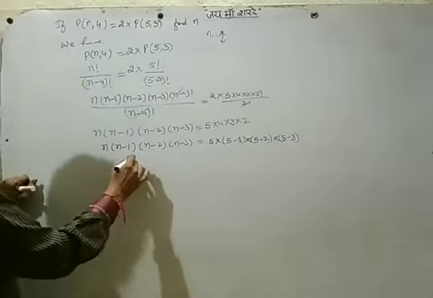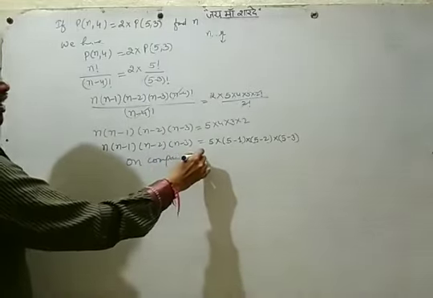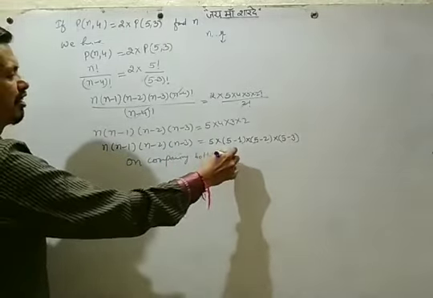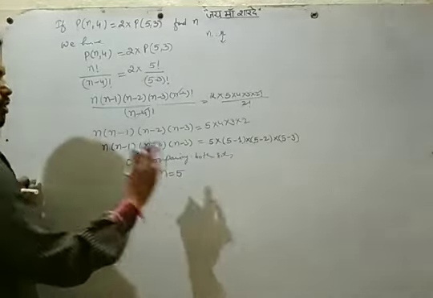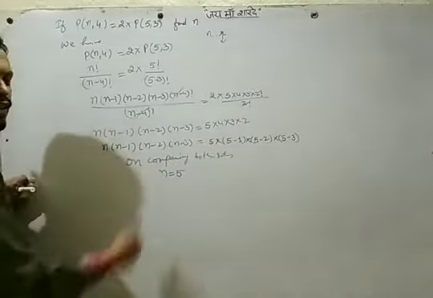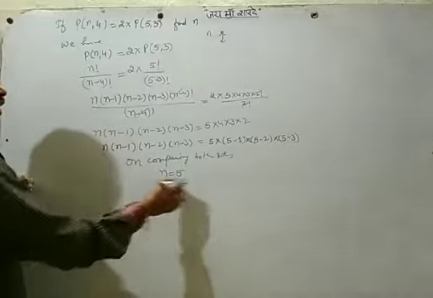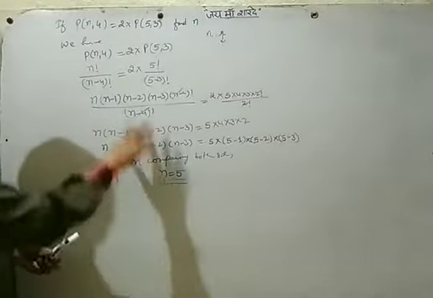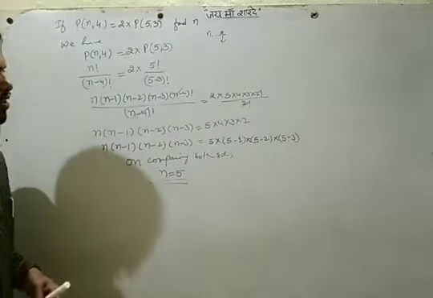So comparing both sides, what we get? n will be 5. n is equal to 5. If you compare n minus 1 and 5 minus 1, then also n will be 5. n minus 2 equal to 5 minus 2, n will be 5. So if you compare both sides, n will be 5. Since these two are equal, n will be 5. Okay?